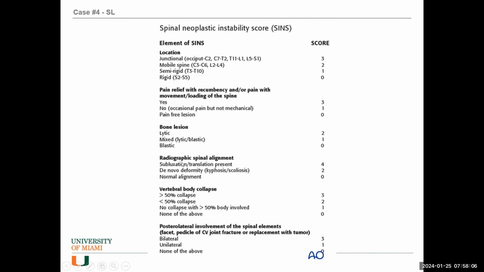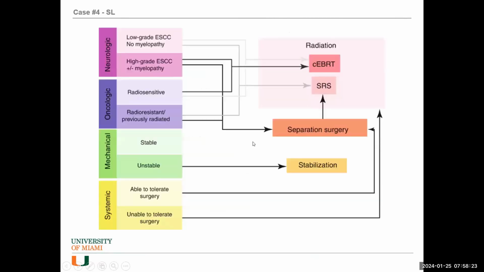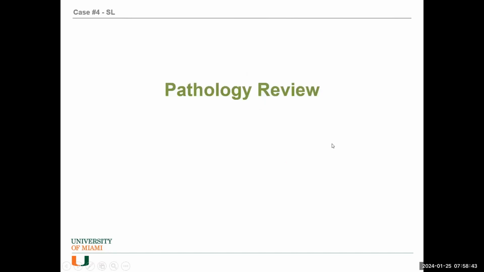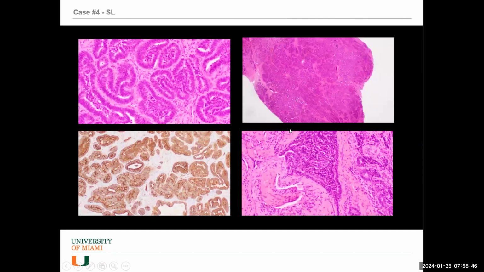If there is significant radiographic misalignment, it's going to increase your score. Vertebral collapse is going to increase your score. And finally, posterolateral involvement, i.e. the posterior tension bands, that's going to increase your score. So this guy basically has, it's obvious based on the imaging, but this is just another way to classify it mentally for the borderline cases. There's also the NOMS criteria, neurologic, oncologic, mechanical, systemic, to help guide what you're going to do in terms of decompression, radiation, stabilization. So this guy clearly is not only neurologically compromised, we don't know oncologically what it is. He's able to tolerate surgery, but he's mechanically unstable, so you need to stabilize him first. So this was the pathology. Very interesting.